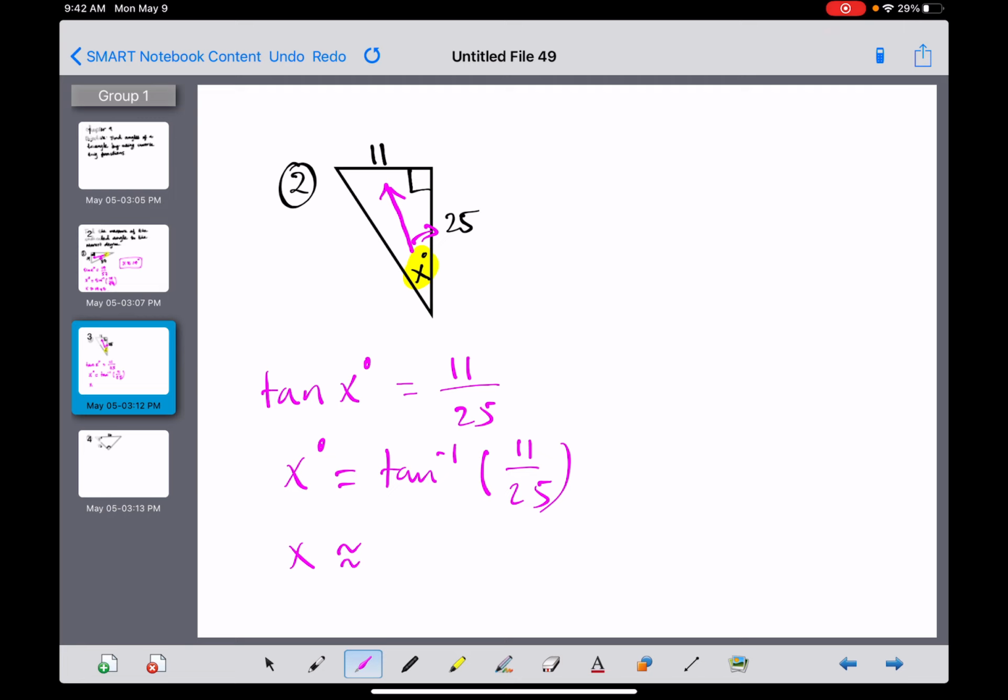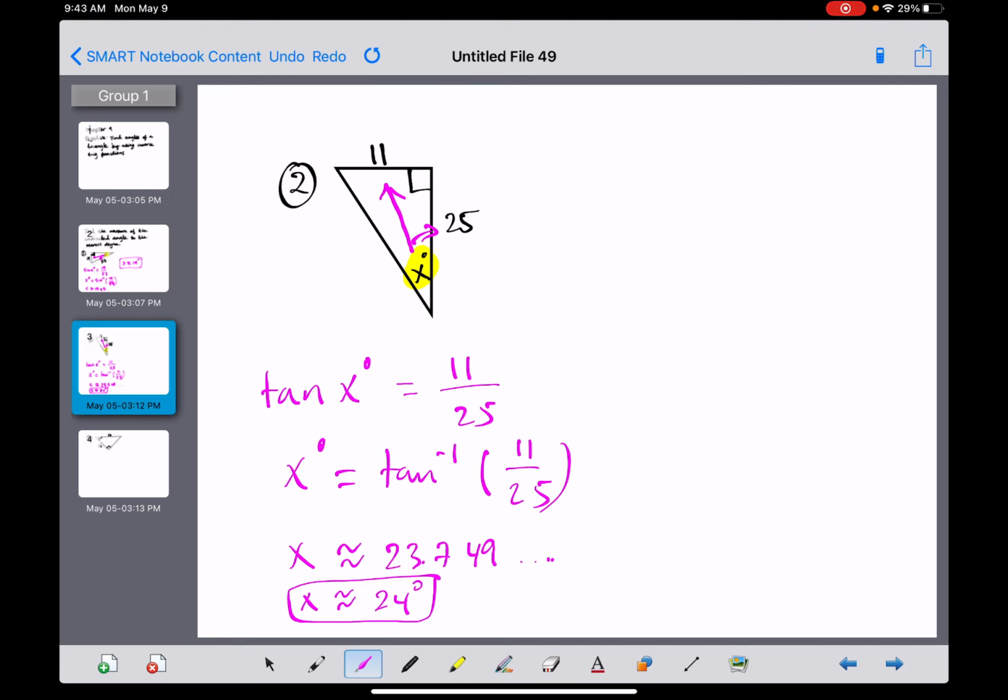The next part is just calculator. You're going to press second, and then the tan button, 11 divided by 25, close the parenthesis, enter, and it's going to come out to be 23.749 and so on, right? But we want to round it to the nearest degree, so it's going to be 24 degrees.